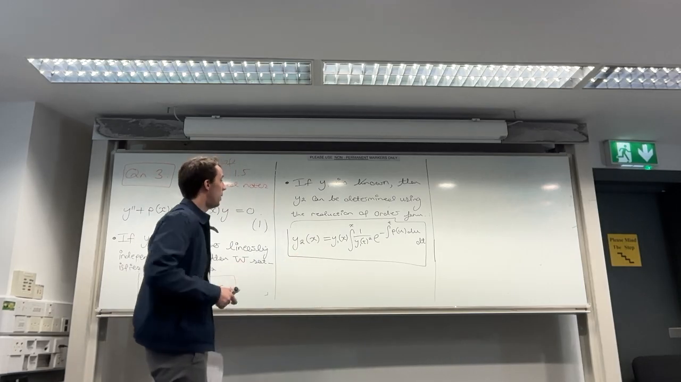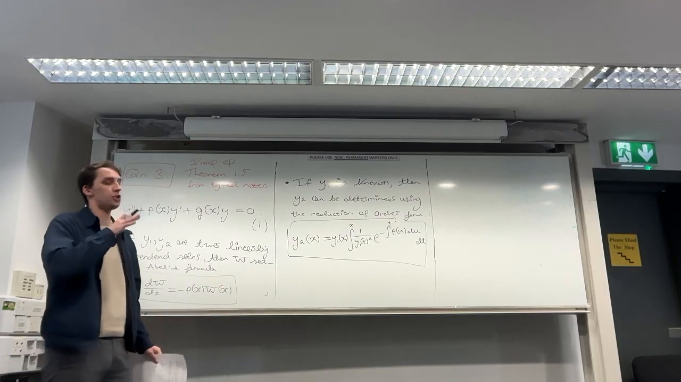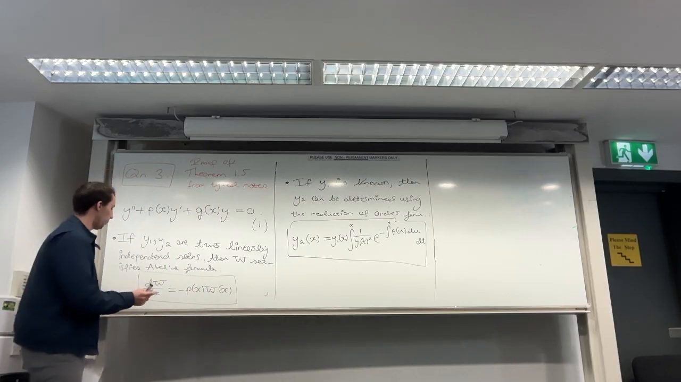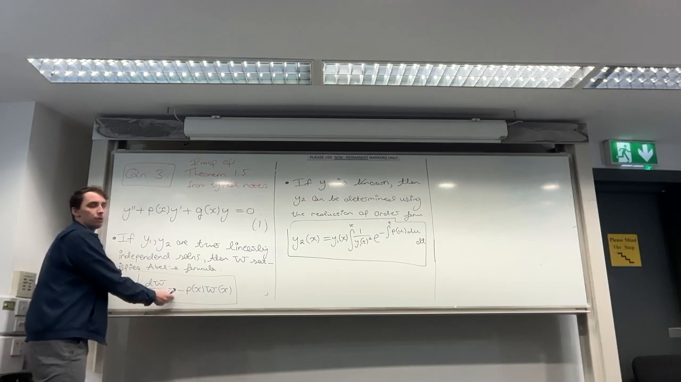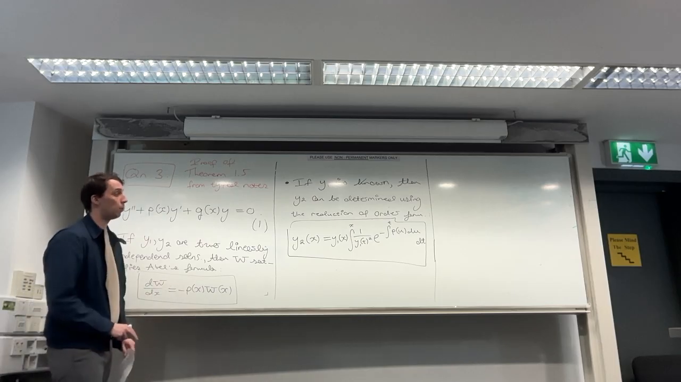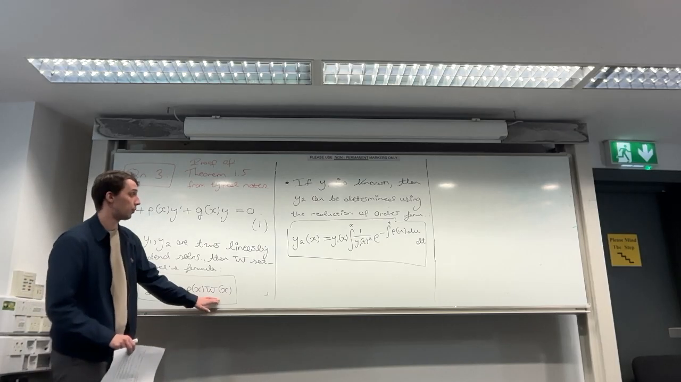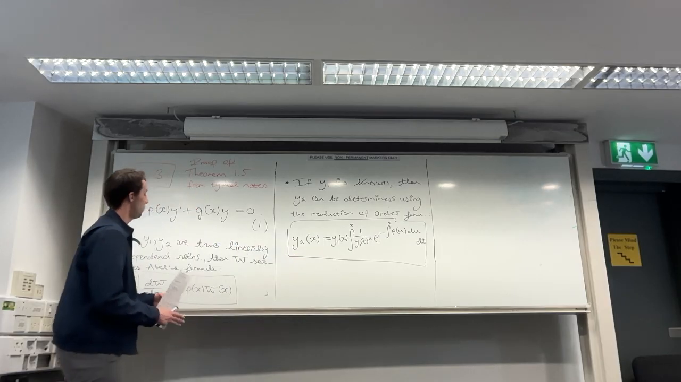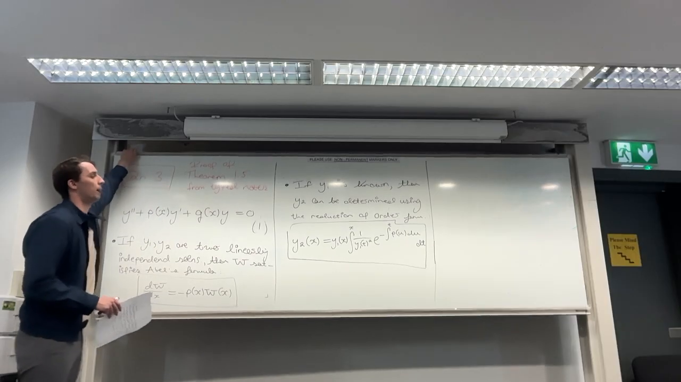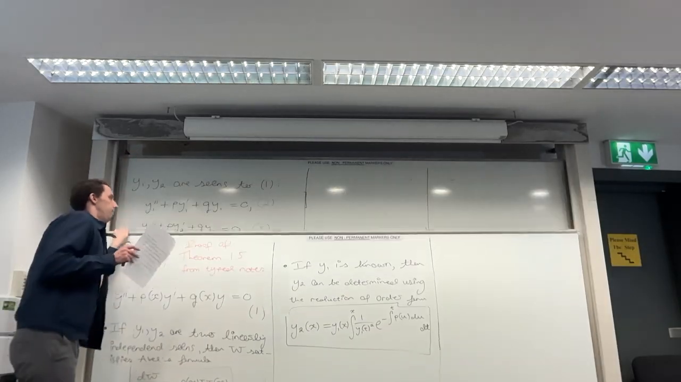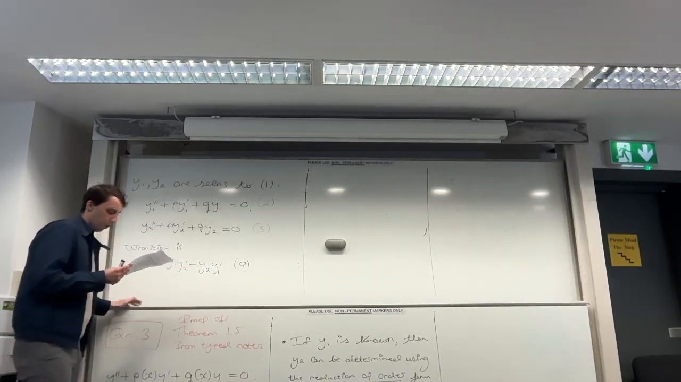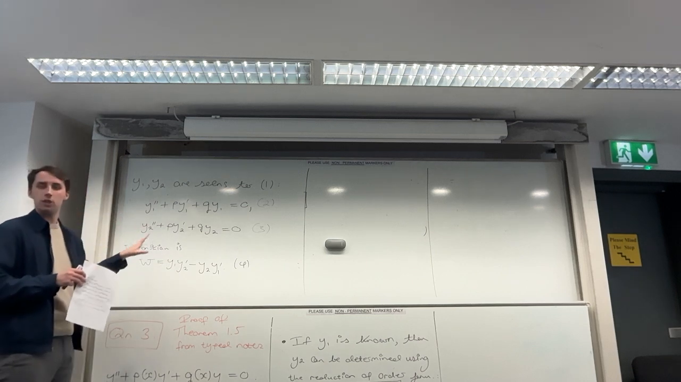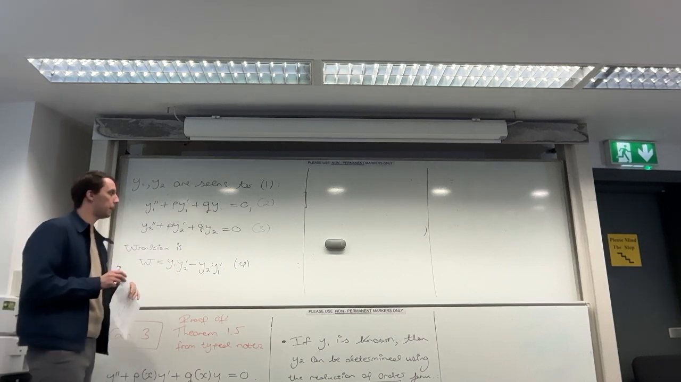So in this video, I'm going to break it down into two parts. In the first part of the video, I'm going to derive Abel's formula, and in the second part, I'm going to show how you can use Abel's formula to derive the reduction of order formula. So let's start with deriving Abel's formula. Well, before we do that, let's just introduce a little more information.